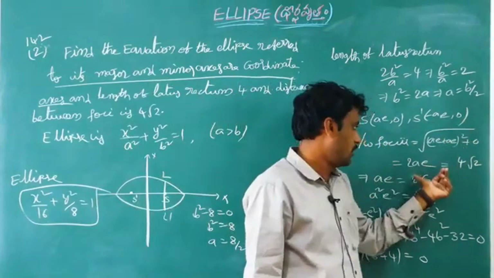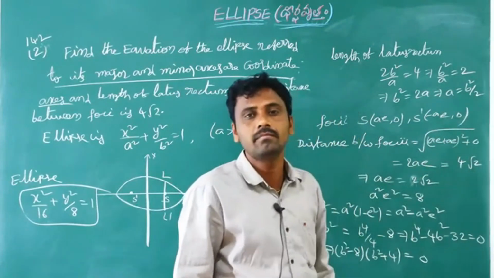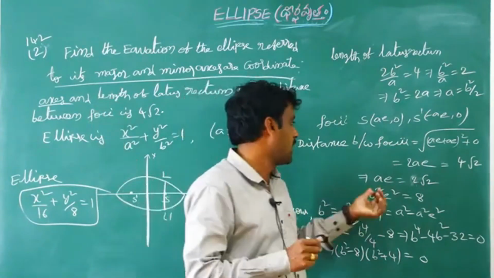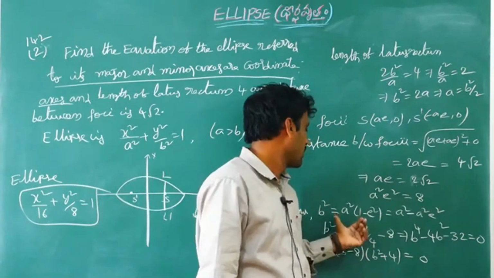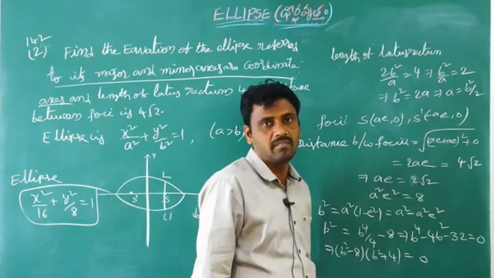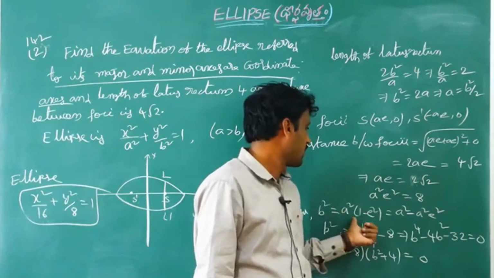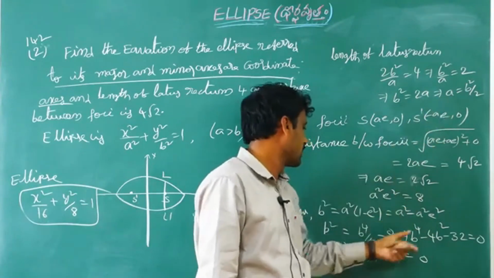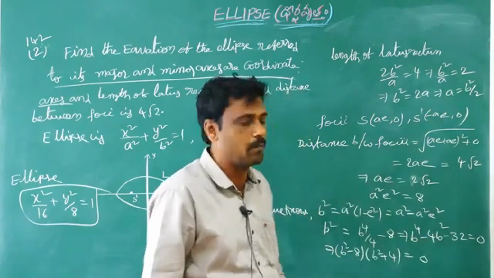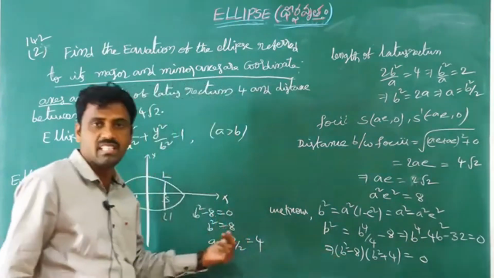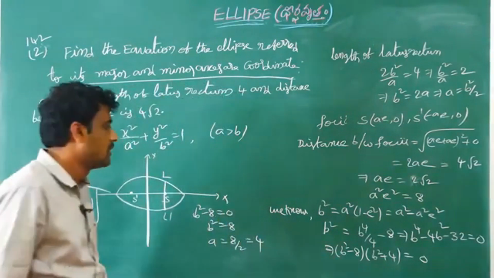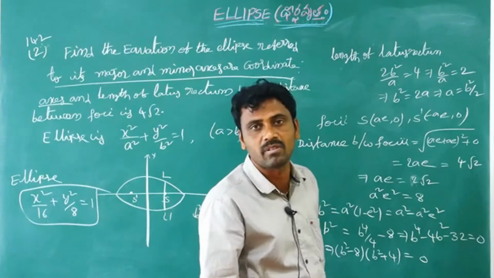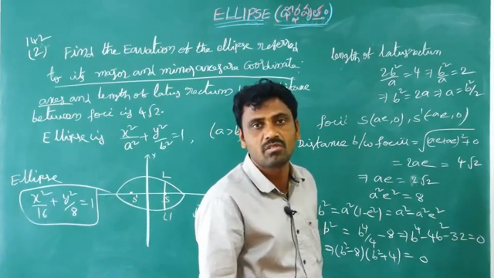Distance between foci 2ae equal to, given, 4 root 2. ae equal to 2 root 2, a square e square equal to 8. That is b square equal to a square into 1 minus e square, a square minus a square e square. a square e square equal to 8, a means b square by 2 whole square, that implies b power 4 minus 4b square minus 32. Factorization: b square minus 8 equal to 0, b square equal to 8. We don't take the negative part, because b square plus 4 equal to 0 means b square equal to minus 4, which is impossible. A square is always positive, not negative.